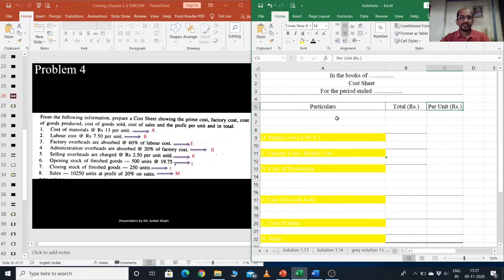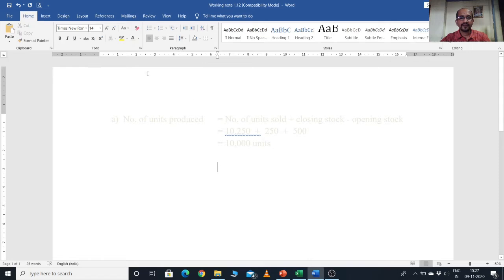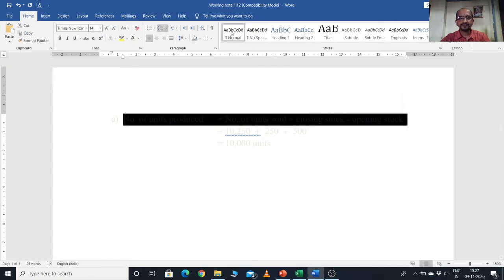Okay, so first we need to find out the number of units produced. Two things we require: number of units produced and number of units sold. It is already mentioned over here, sales 10,250 units. So we can write that number of units sold is 10,250. But what about the number of units produced? So we know the formula, right? So what is the formula? That is number of units sold plus closing stock minus opening stock.